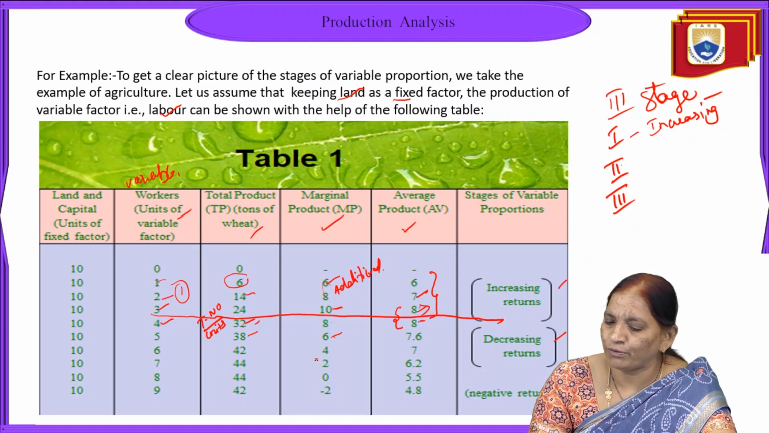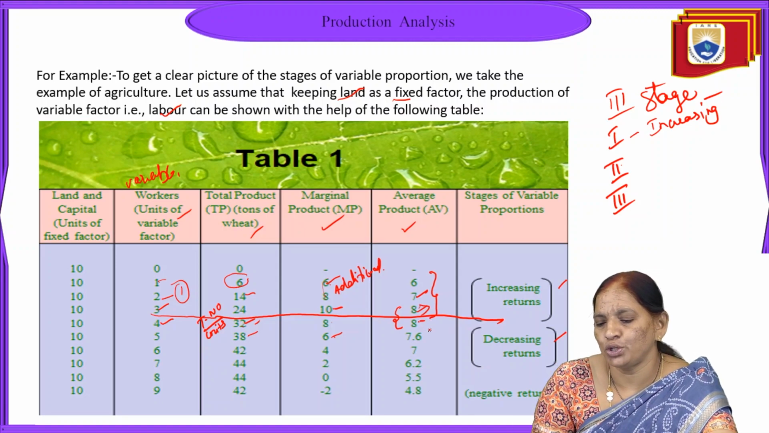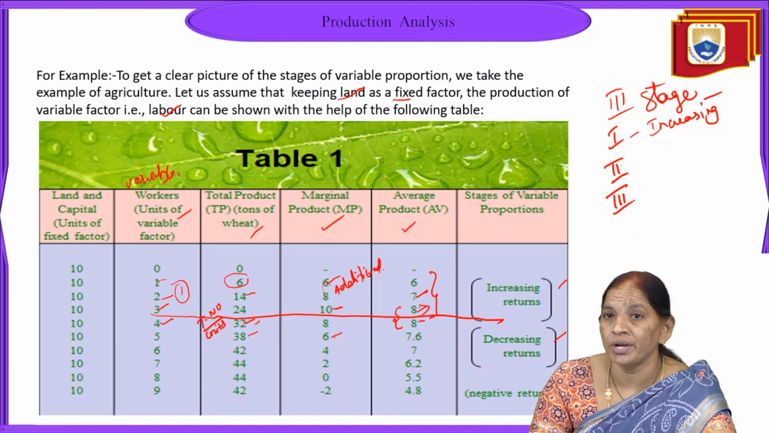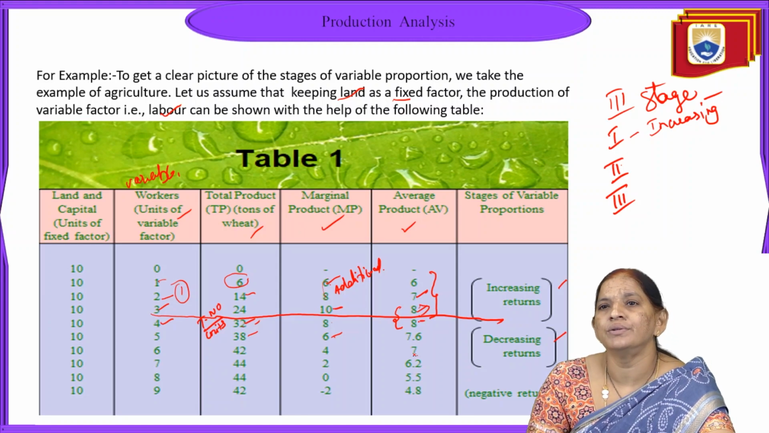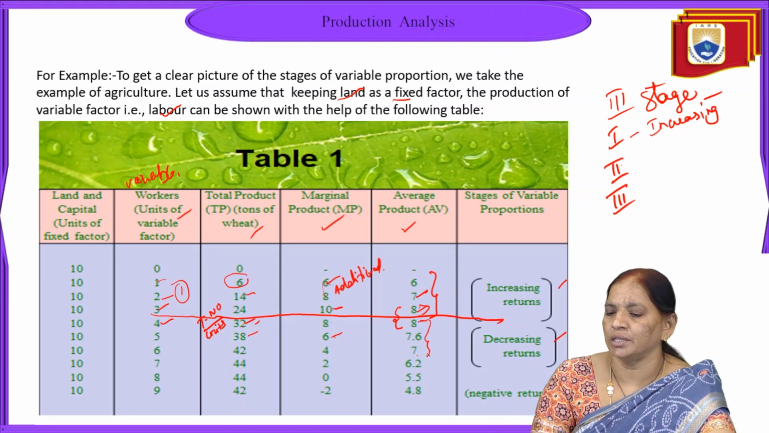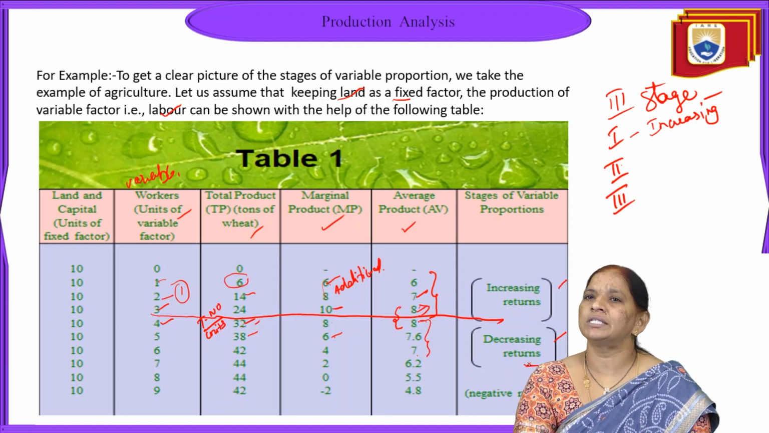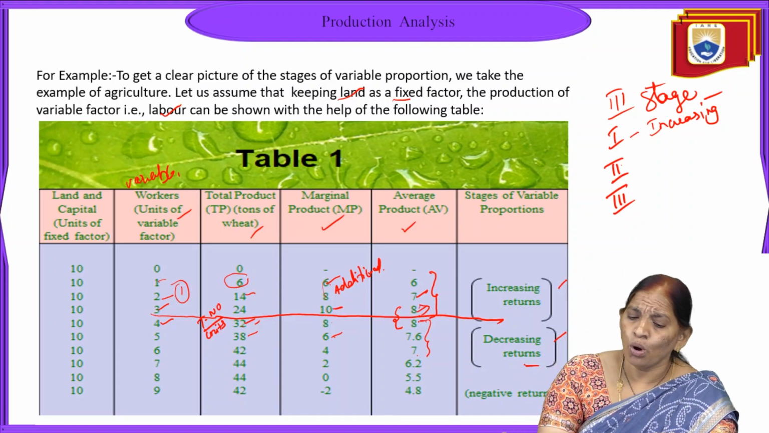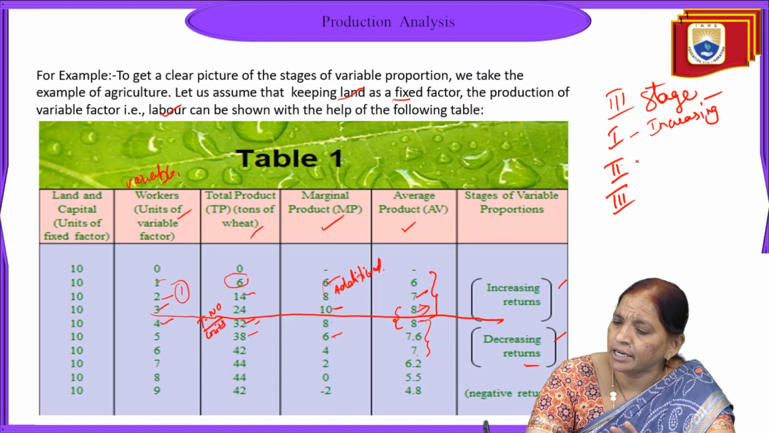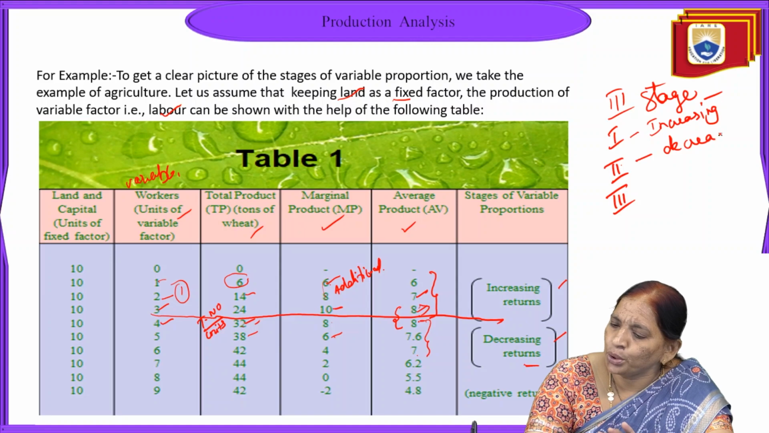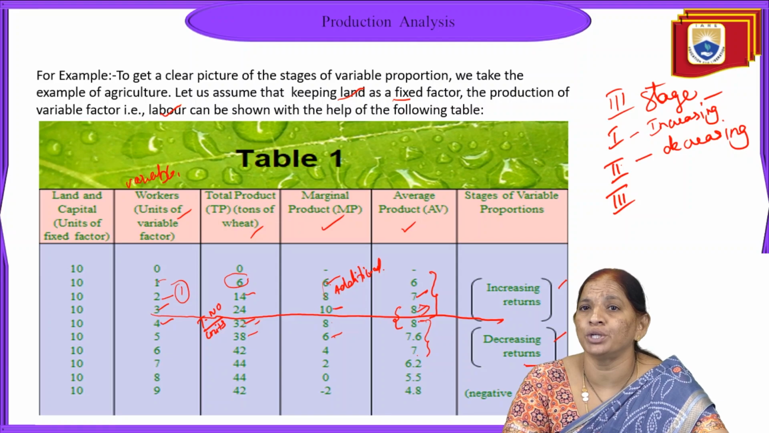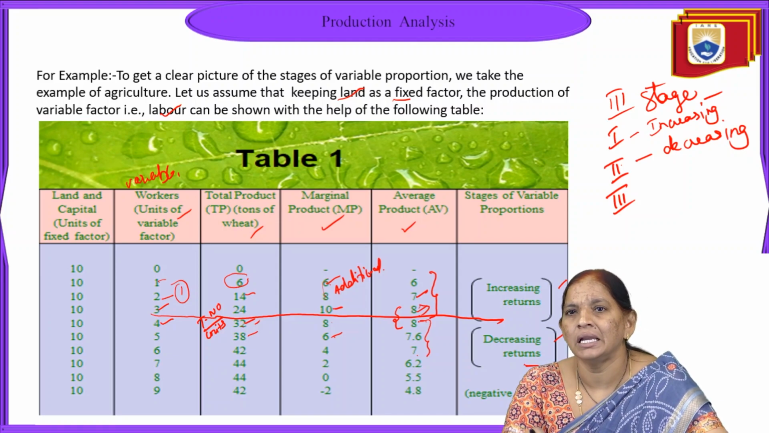In the average production also, 8 decreased to 7.6 and 7.6 to 7. Means this is the second stage, where you are identifying decreasing returns to scale. So when we identify these 3 returns, the second one is decreasing, meaning though total production increases, average and marginal production come at a decreasing level.